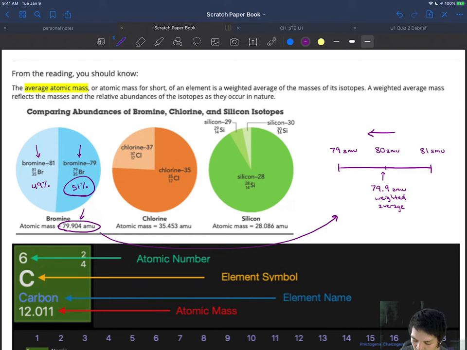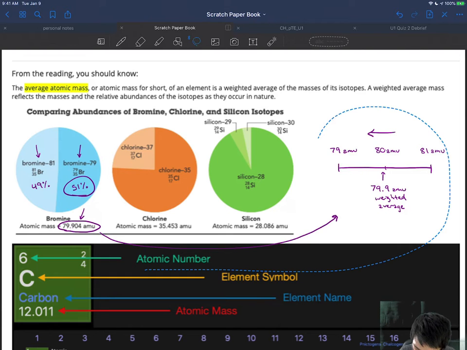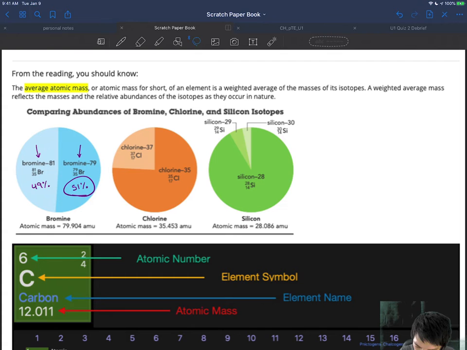Alright, let's take a look at one more example so that this makes a little bit more sense, okay? So now we're going to look at the middle example. The middle example, we have chlorine. And for chlorine, there is also two isotopes. There's chlorine 37, and then there's chlorine 35, okay?